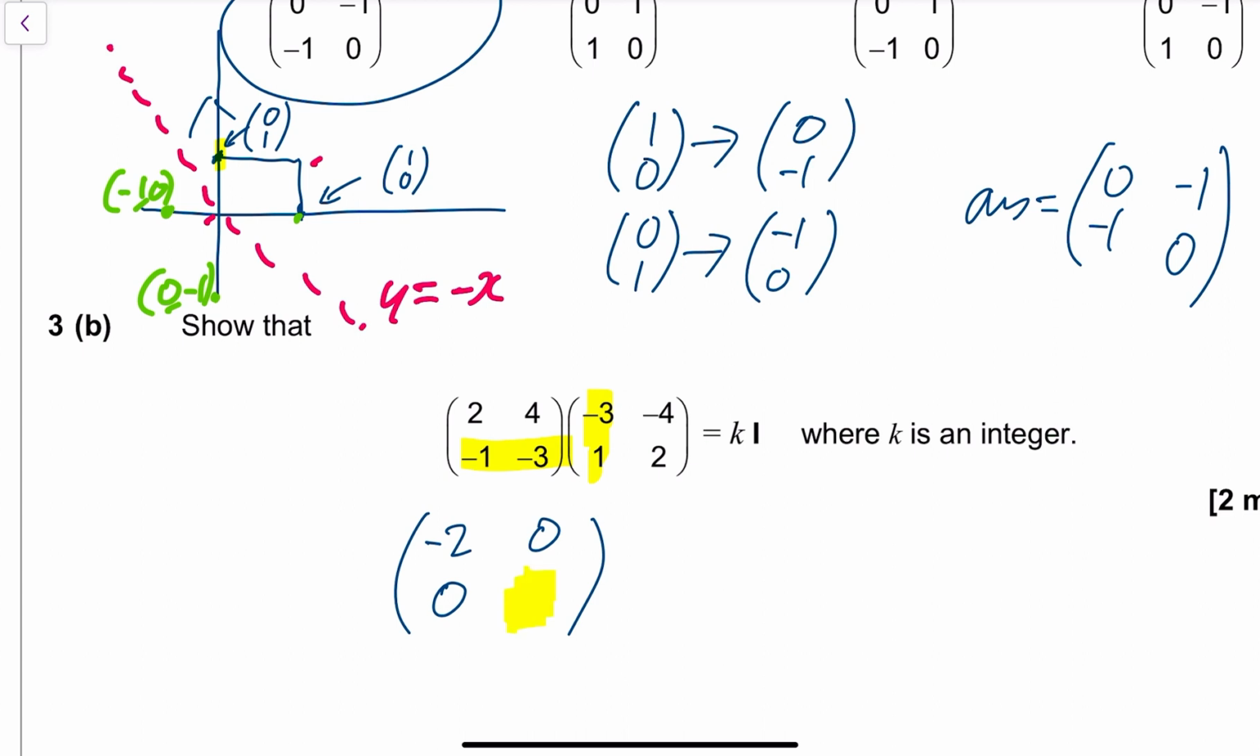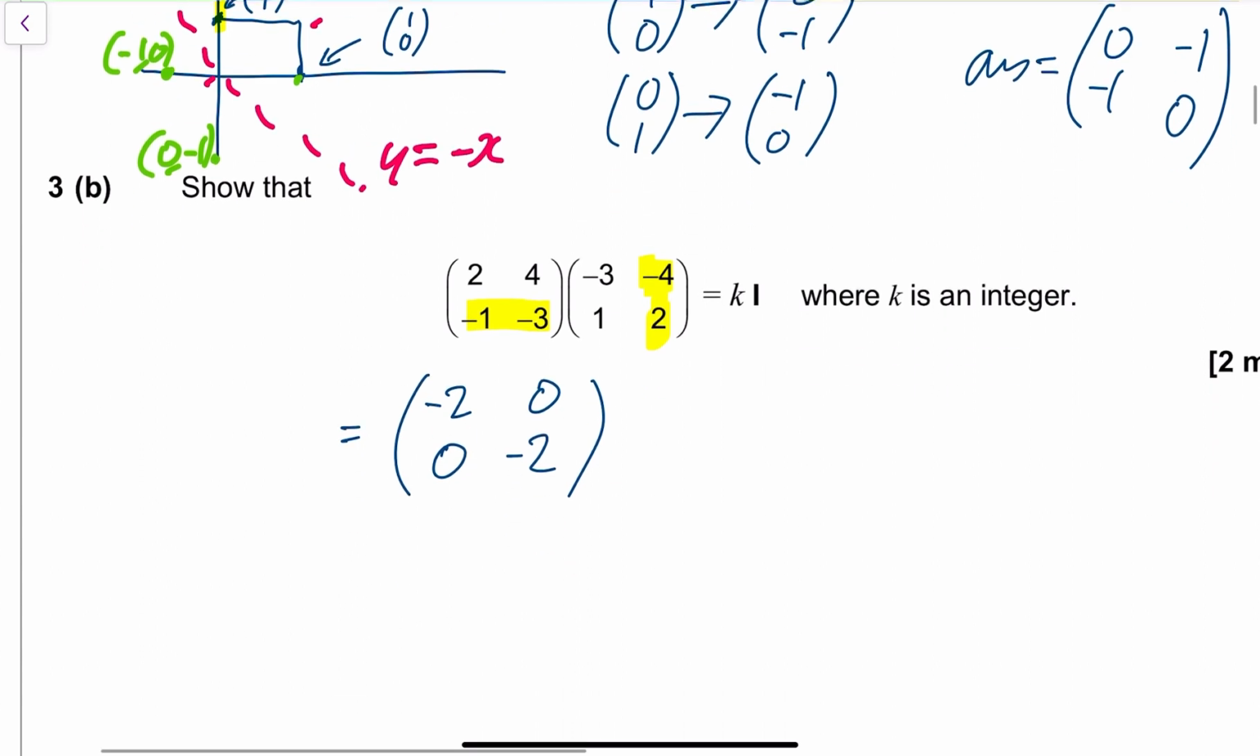So the last one in here, how I get it is second row, second column. So that's minus 1 times minus 4, which is plus 4, and then minus 3 times 2 is minus 6. 4 minus 6 is minus 2, and that is minus 2 as we want. So we have shown it is equal to that.